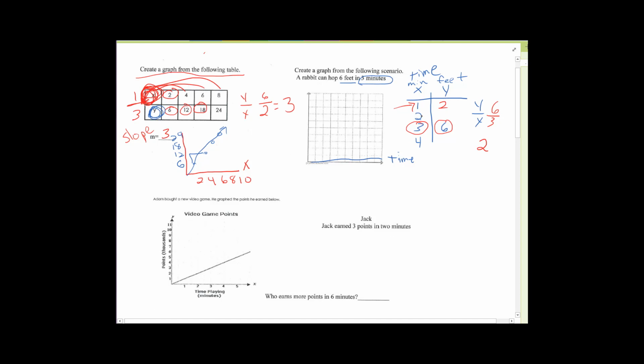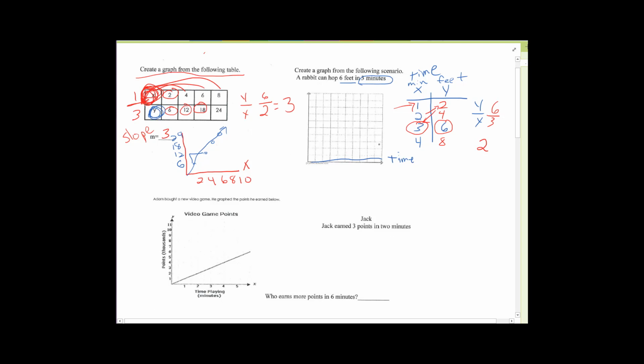So that means for 2, I'm going to take this number and multiply it by however many is 1. So 2 times 2 is 4. 2 times 3 is 6. That makes sense. And then 2 times 4 would be 8. So there's my chart. I have 1, 2, 2, 4, 3, 6, 4, 8.